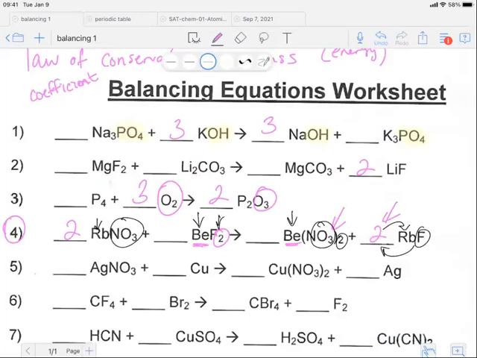And number 5, same thing. I'm going straight to NO3 first. It occurs as NO3 on the left-hand side as well. So I've got to put a 2 in front of AgNO3, which means I put a 2 in front of Ag, and Cu stays as 1.